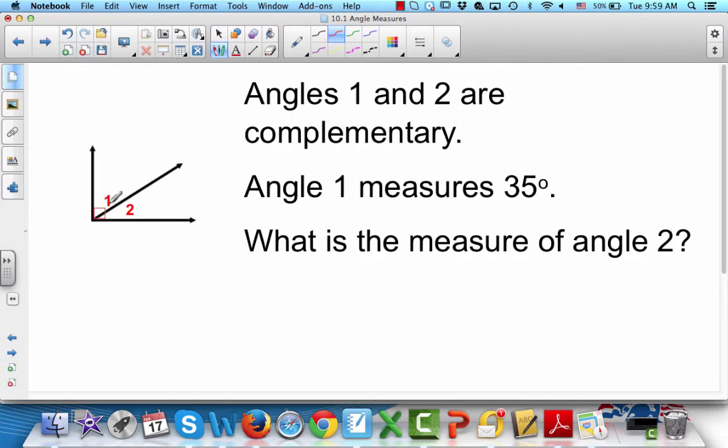Okay, angles 1 and 2 are complementary. That means they add up to 90 degrees. Angle 1 measures 35 degrees. So this one is 35 degrees. How much is this one? Well, all you got to do is go 90 minus 35, and that gives you 55 degrees.